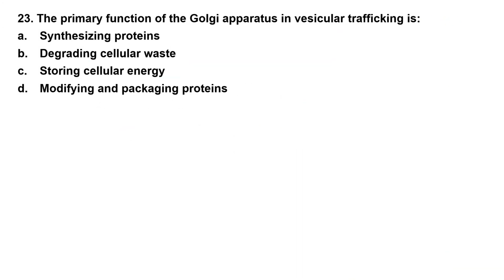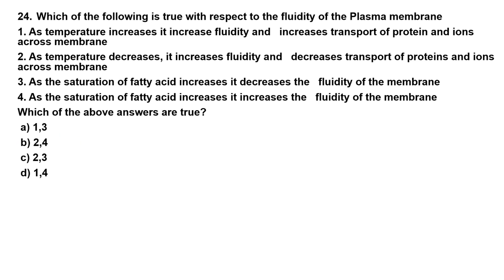Yeah. So to answer this question, the primary function of the Golgi apparatus in vesicular trafficking is modifying and packaging proteins. Remember that the endoplasmic reticulum and Golgi apparatus both are involved in modification of proteins. Modification of protein happens in both, but packaging of the proteins will specifically happen in the Golgi apparatus.